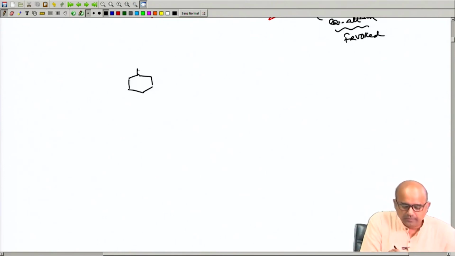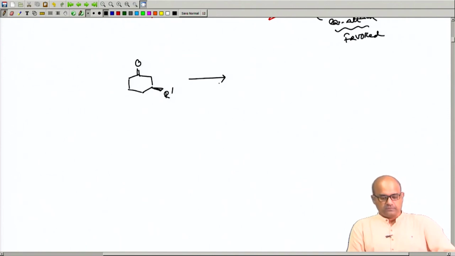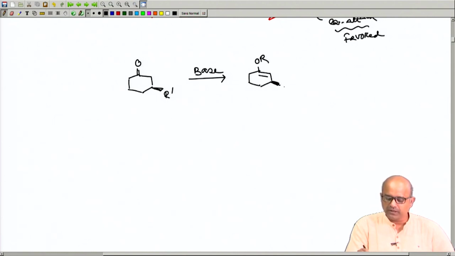Let us talk about a simple cyclohexanone, but in the 3 position you have a methyl group or an R prime group. Now, this is very easy to predict for this kind of system, because the moment you generate the enolate, you have a base. We will not draw it in a complex way, we will simplify it in a 2-dimensional way. Now, R prime is already blocking the beta face.